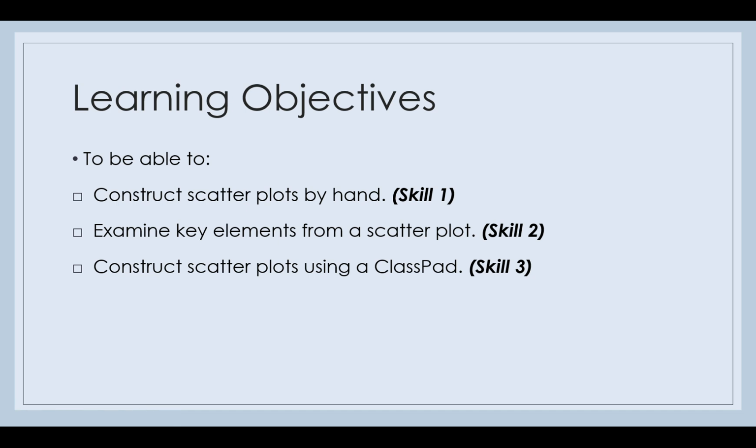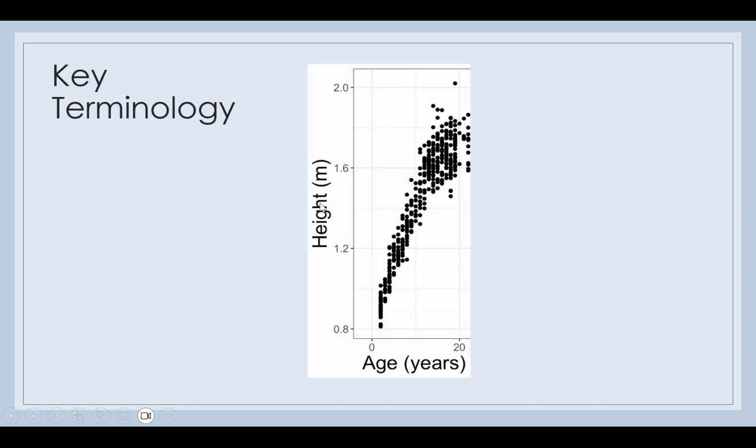All right, so lesson objectives for today: construct a scatterplot by hand, examine the key elements from a scatterplot, and construct scatterplots using the ClassPad. So some skills involving your ClassPad, so it'd be a good idea to have that out in front of you. All right, pretty straightforward for today.